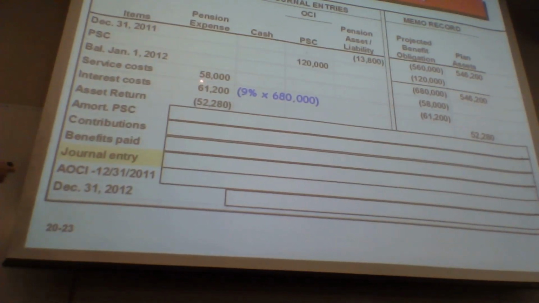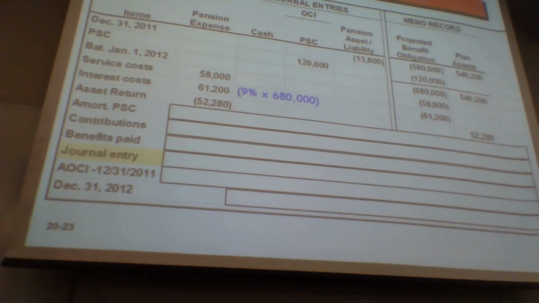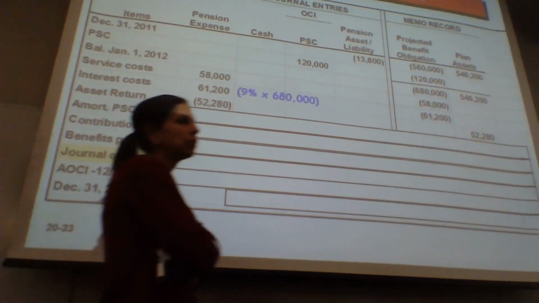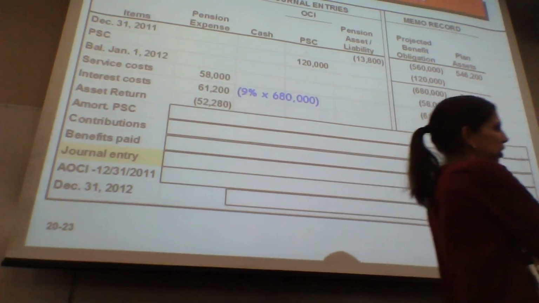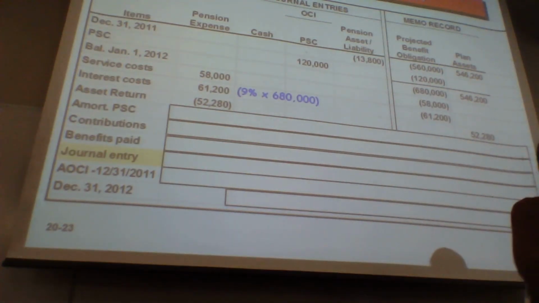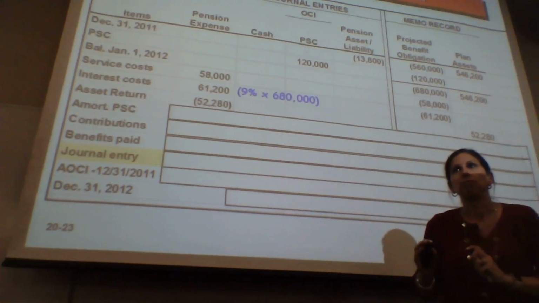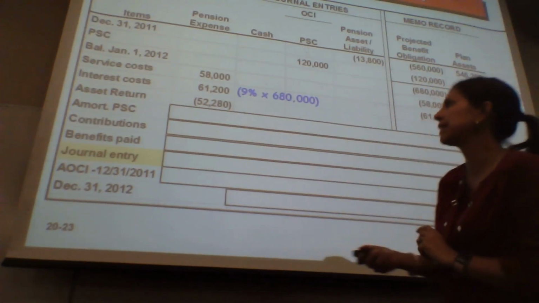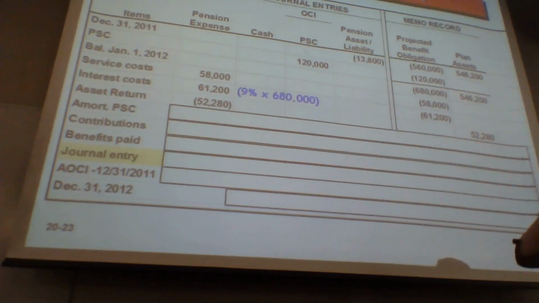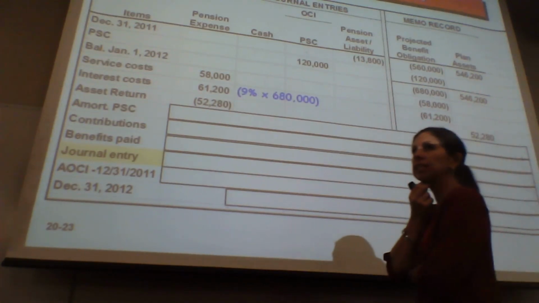Okay, so we have the first three components, and then the last one that we'll do so far in the chapter is the amortization. All right, so what the amortization of the prior service cost. So they tell us how much it's going to be, the 17,000, and where does that going to show up? Pension expense as an increase or decrease?